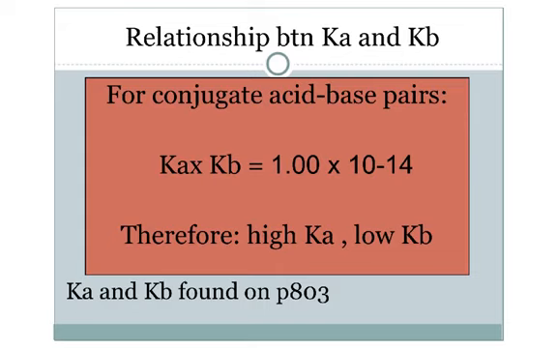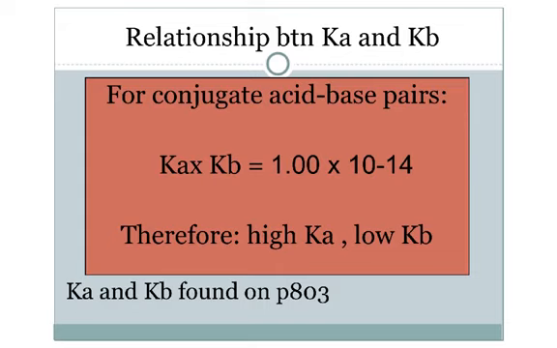whole list of them on page 803, and you'll see that most of them are Kas on the left-hand side, and then there's this tiny little table of Kbs on the top right-hand side, and then there's some polyprotic acids, which we'll talk more about shortly, on the bottom. Here's why we need to talk about this relationship between Ka and Kb, because a lot of times we need a Kb and we can't find it in this terrible, crappy table.